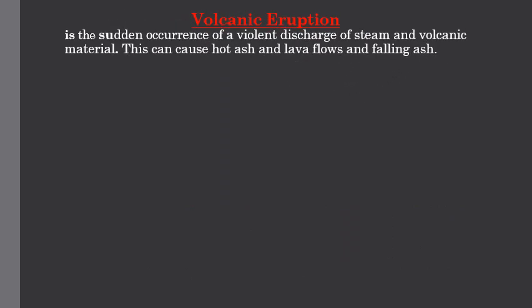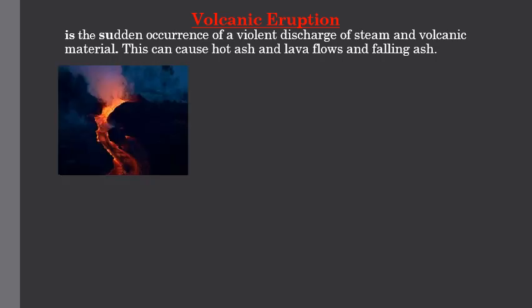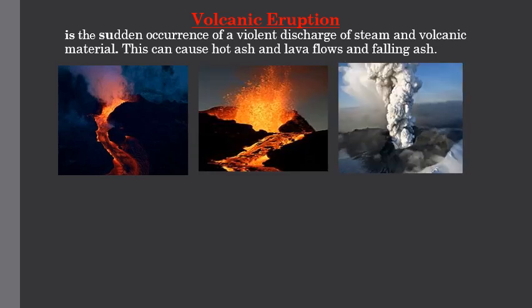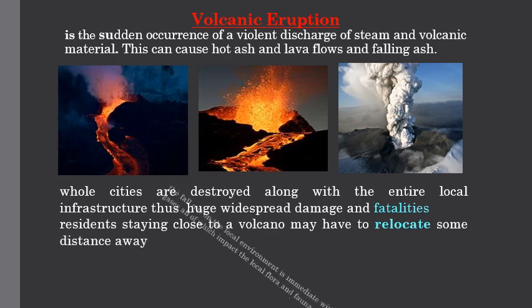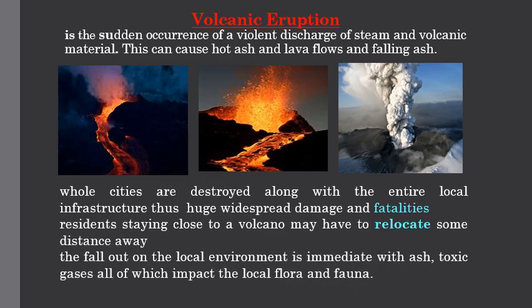Volcanic eruption is the sudden occurrence of a violent discharge of steam and volcanic material. This can cause hot ash and lava flows and falling ash. Here are three images of volcanic eruption. And here are the effects. Whole cities are destroyed along with the entire local infrastructure, thus huge widespread damage and fatalities. Residents staying close to a volcano may have to relocate some distance away. The fallout on the local environment is immediate with ash and toxic gases, all of which impact the local flora and fauna. By that I mean the life of plants and animals.